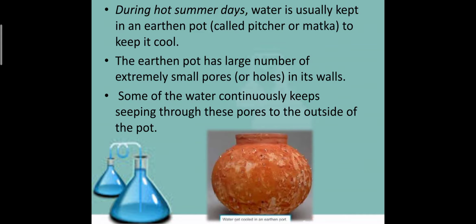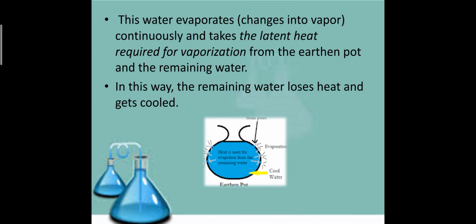Few examples are given. The very first example is an earthen pot. Now we all know that during hot summer days we usually keep water in an earthen pot, that is matka, to keep the water cool. Now this earthen pot has a large number of extremely small holes on its wall. So some of the water continuously keeps on seeping from these pores to the outside of the pot.